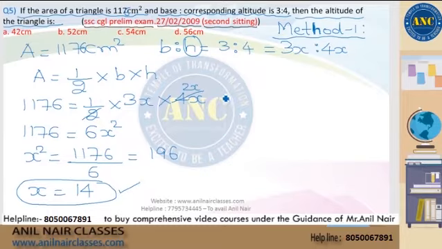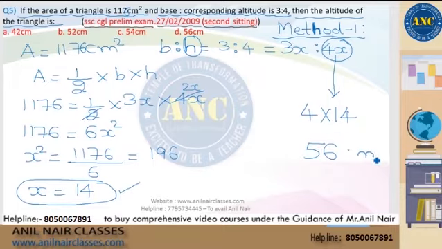Let us not worry about method 2 at the present, because method 1 is not yet completed here. Height is what they are asking you in the question. Height is 4x and x value is 14. So answer is 4 into 14, 56 centimeters. Answer for this question is 56 centimeters when I solved it by using method 1.